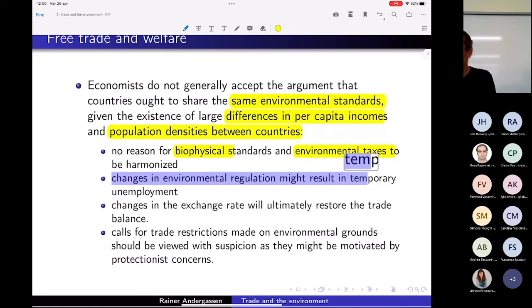Changes in environmental regulation, this is what I hinted at previously. Since a change in environmental regulation leads to a change in the endowment of environmental resources, because remember, environmental resources depend on environmental regulation. Therefore, if you change environmental policy, you change the endowment of environmental resources. And this can lead, as I'm going to discuss in a minute, to a change in comparative advantage.